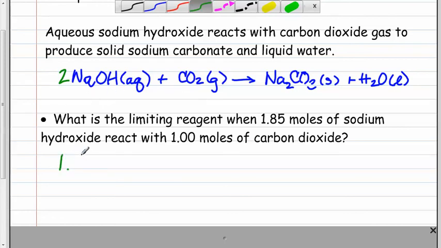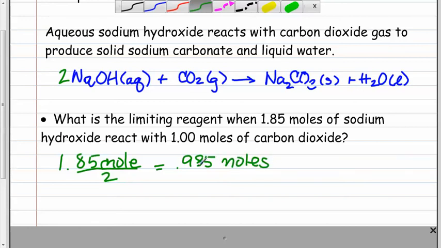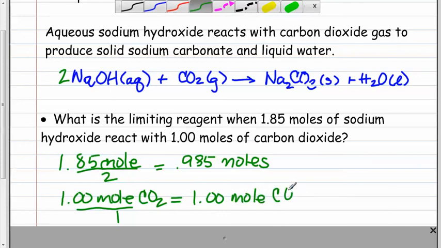If I have 1.85 moles of sodium hydroxide, and I need 2 of them according to the balanced chemical equation, it means I have 0.985 moles reacting with, I have 1 mole of CO2, and the coefficient here from the balanced equation is 1, which means I'm still at 1 mole carbon dioxide compared with every 0.985 moles of sodium hydroxide.